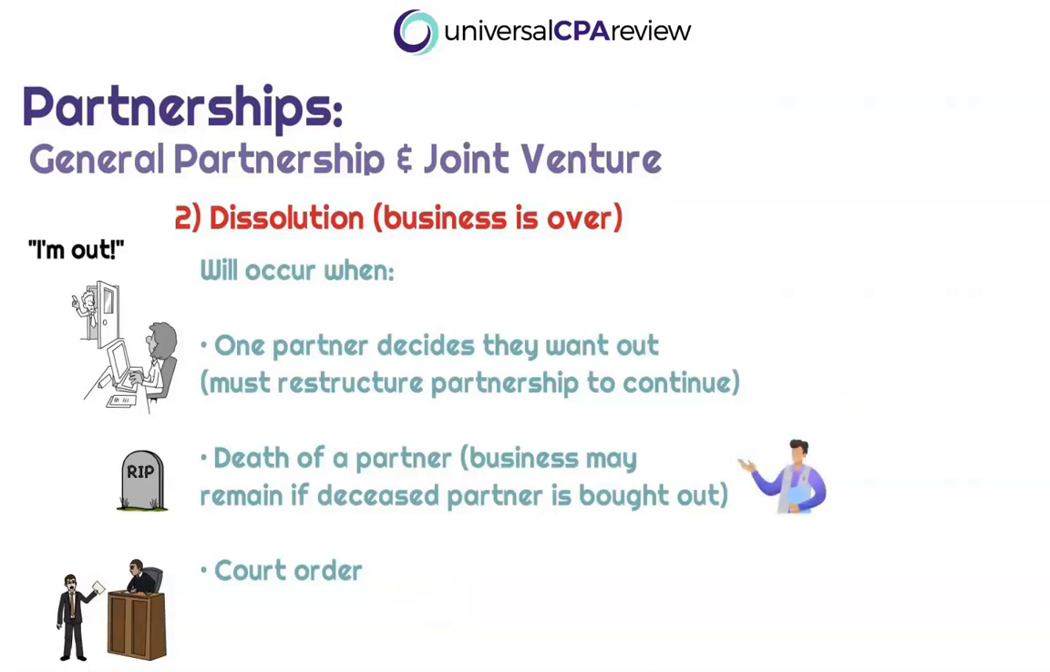Okay, but there is a caveat to the death of a partner. This is generally going to be optional. If a partner dies, the business can still continue if the deceased partner is bought out. So let's be familiar with the dissociation and dissolution rules for both general partnerships and joint ventures. Those are going to be the same.